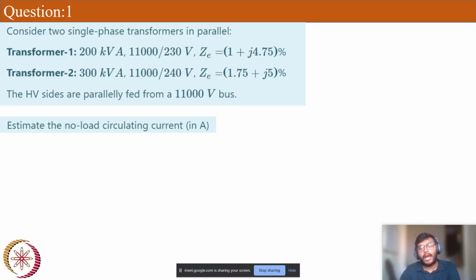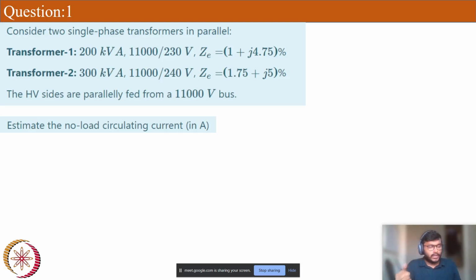And what was the question asked? Let's get into the question first. Estimate the no load circulating current. Obviously there will be a no load circulating current in the LV side, because there is a voltage mismatch. Now we have to calculate the no load circulating current. I don't think this is a very difficult question to start with, because we were given everything. We were given the impedance of the transformer, referred to whichever side we want to perform the calculation. The no load current will flow in the secondary side, which is the LV side.